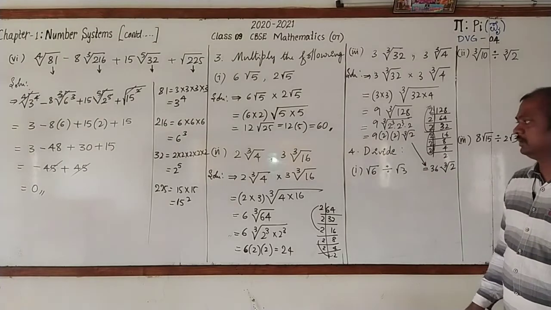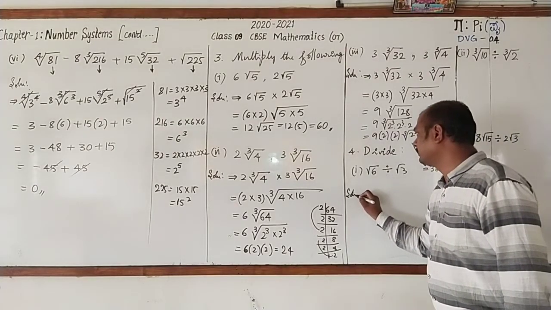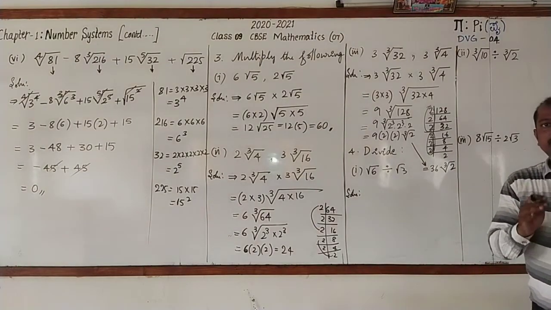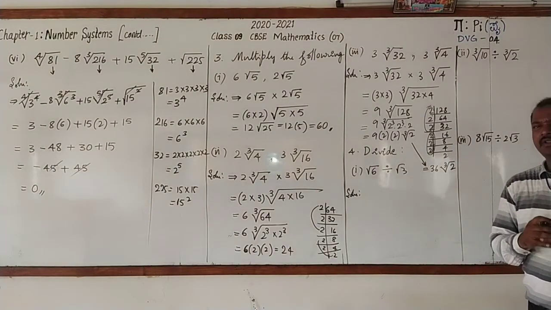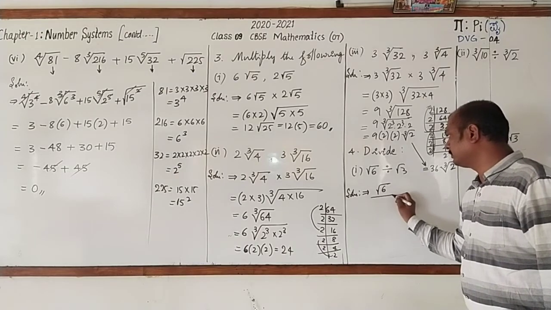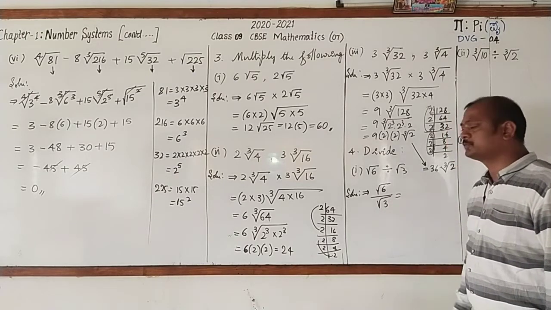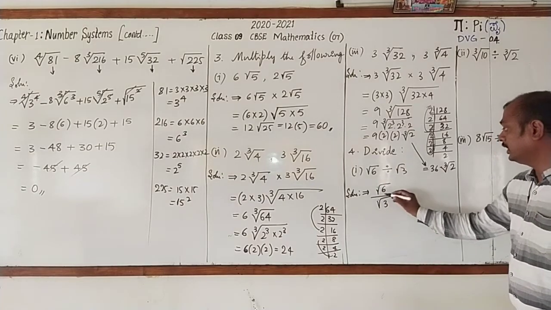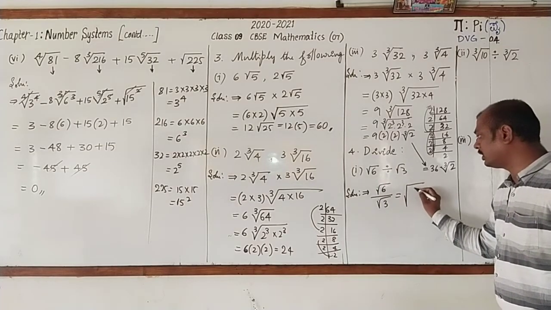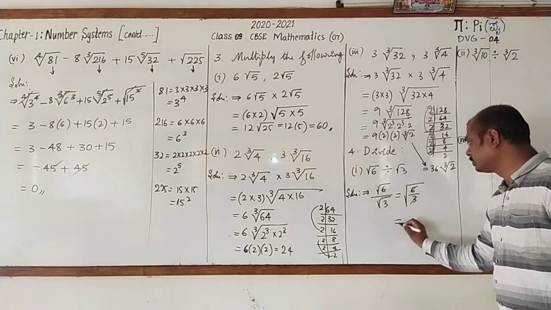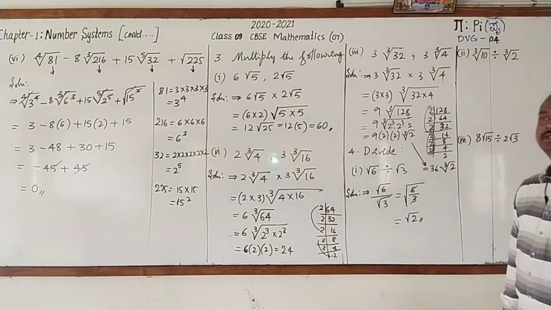Now we will focus on division. In division also, the order must be same, irrespective of the radical. First one, square root of 6 by square root of 3. Observe, what is the order? 2. Here, that is also 2. Hence, this can be written as square root of 6 by 3. You can cancel it. 1s are, 2s are. So, root 2 is the answer.